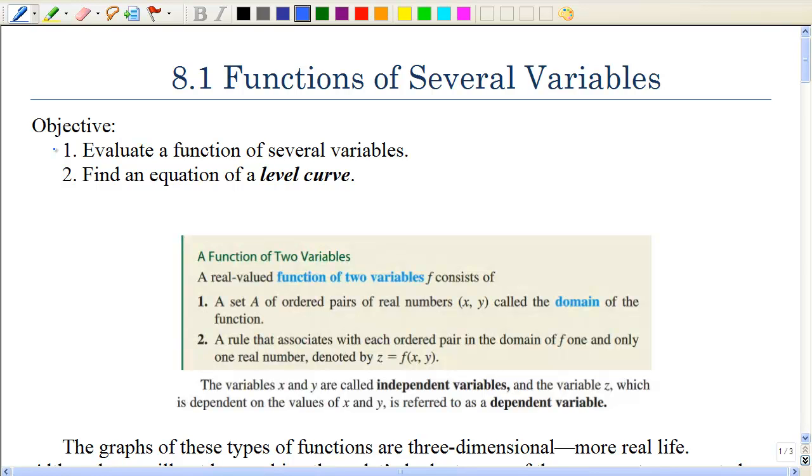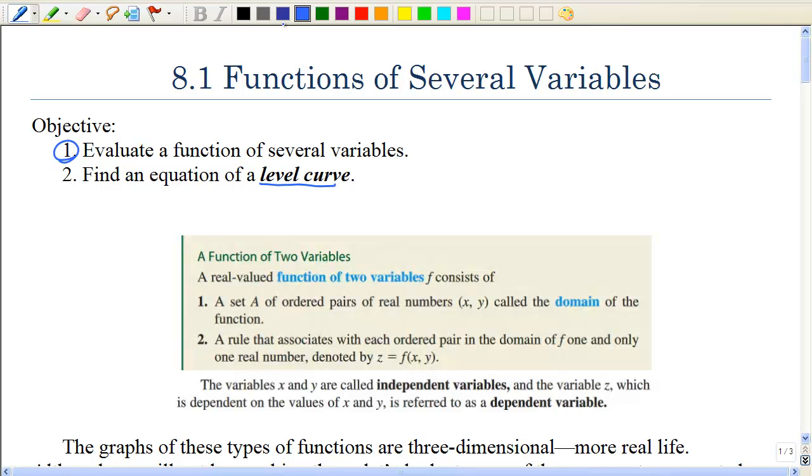The brief part of Chapter 8 is going to let us look at functions that have more than two variables. Basically, we're going to go to a three-dimensional concept. We have been looking at functions in just the xy plane. Now we're going to look at x, y, and z. So first of all, we need to look to see how we can evaluate these functions. What are those functions going to look like? And then we're going to talk about what is a level curve.